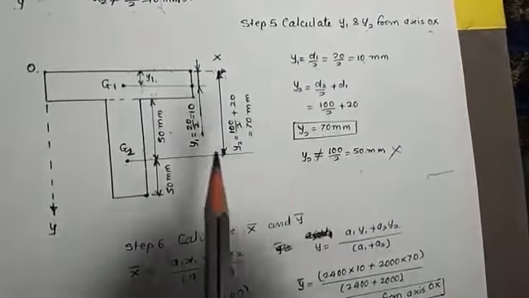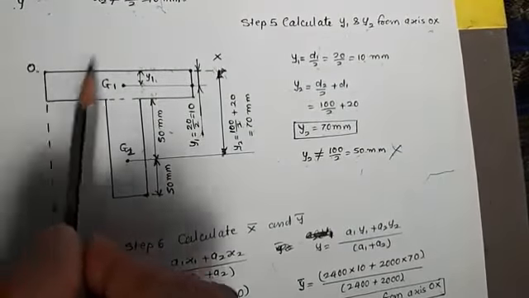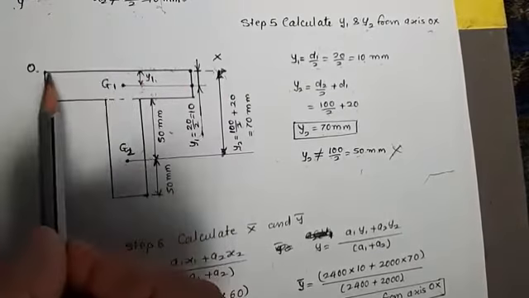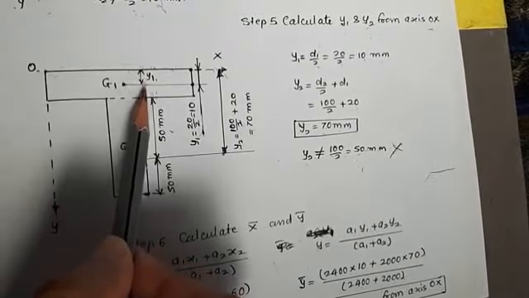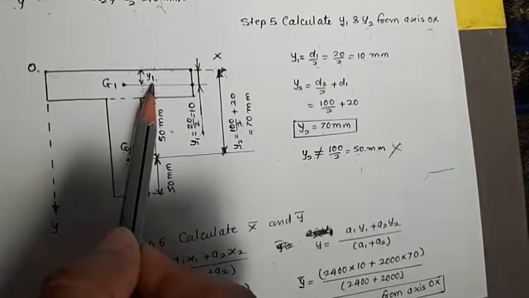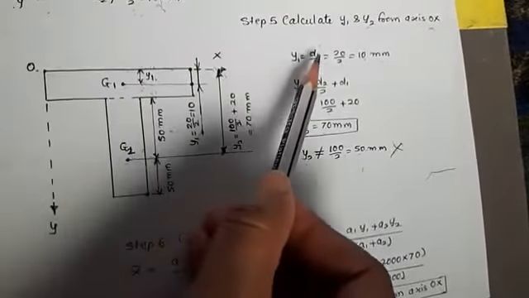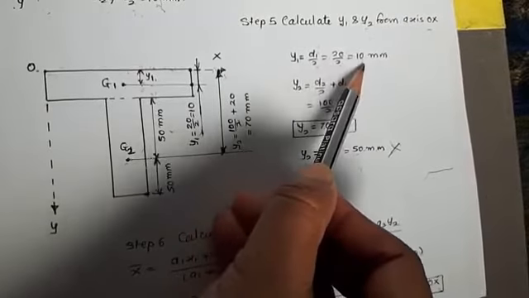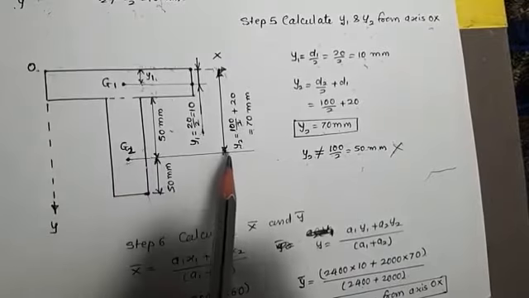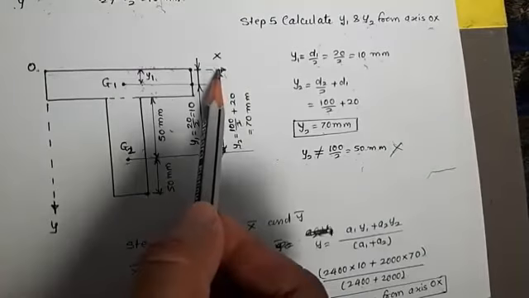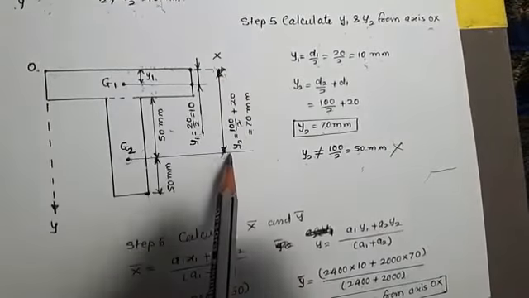Now my reference axis is here, OX. This horizontal line is OX. From the axis OX up to G1 is distance y1. So y1 will be D1 by 2, 20 by 2, that is 10 mm, and y2 will be, suppose this is G2, then from this G2 up to axis OX is y2.